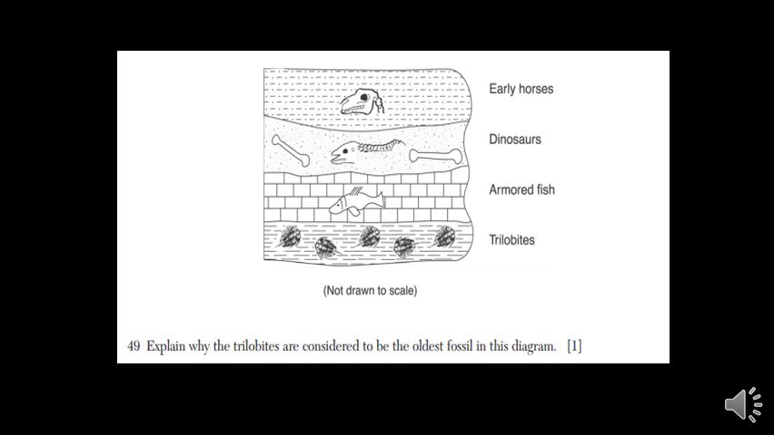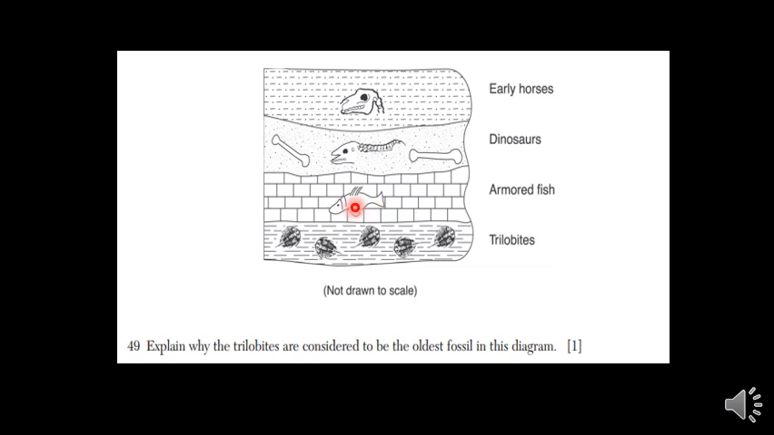Explain why trilobites are considered to be the oldest fossil in the diagram. These are the trilobites down here. They lived in the Paleozoic, way before the dinosaurs were around. In fact, we see dinosaurs up here.